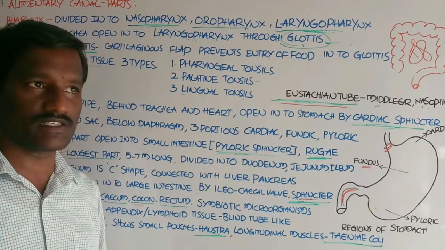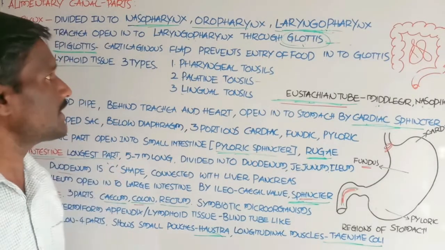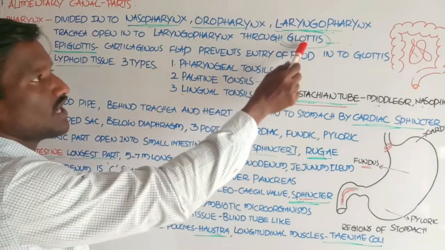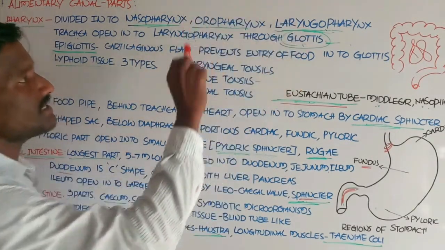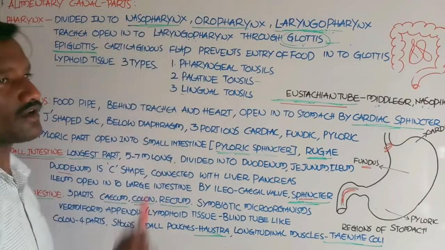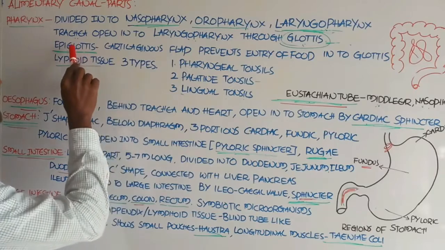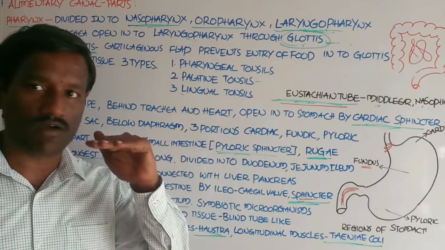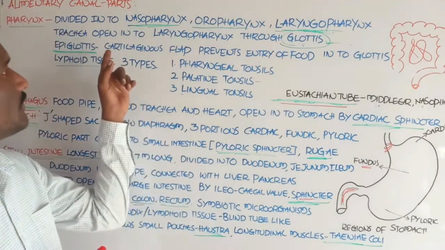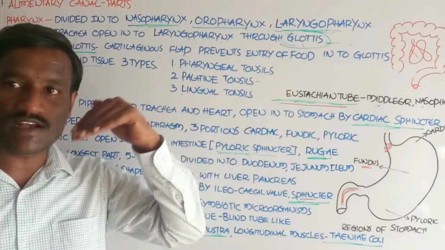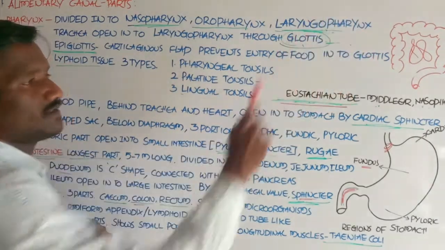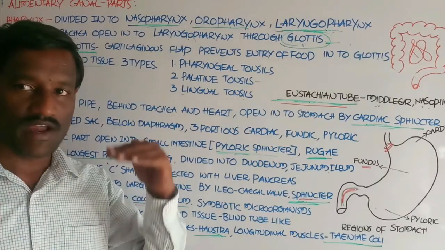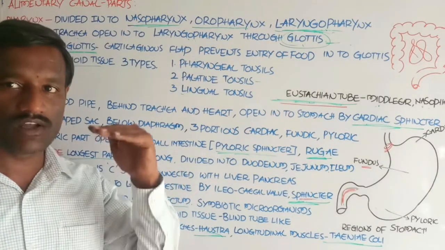It is part of the respiratory system, and the trachea opens into the laryngopharynx through the glottis. The glottis is the connecting link between the trachea and the laryngopharynx. And you know the epiglottis. The glottis is covered with a flap, a plate-like cartilaginous flap. It prevents the entry of food into the glottis at the time of swallowing or deglutition.